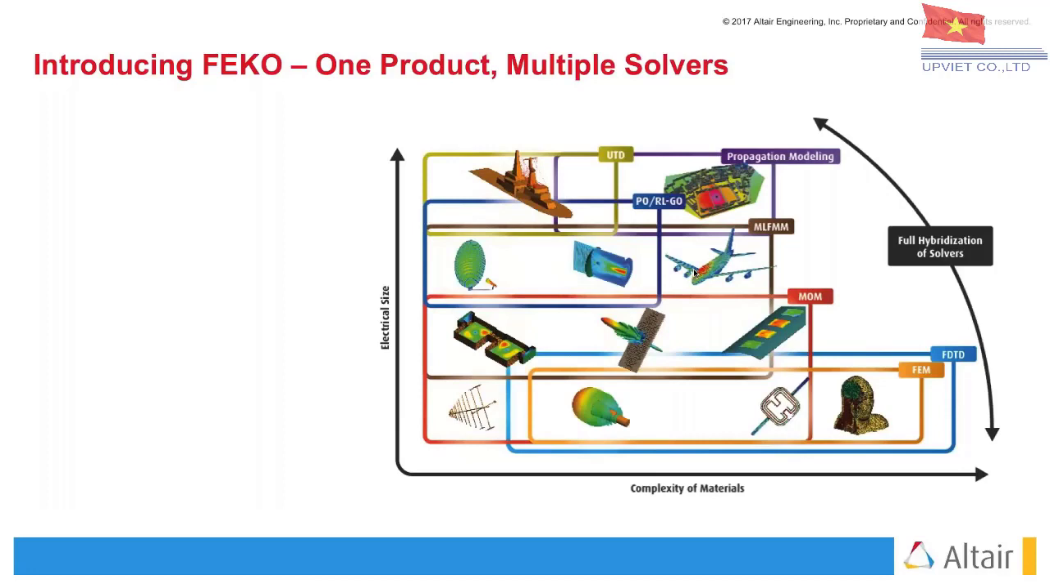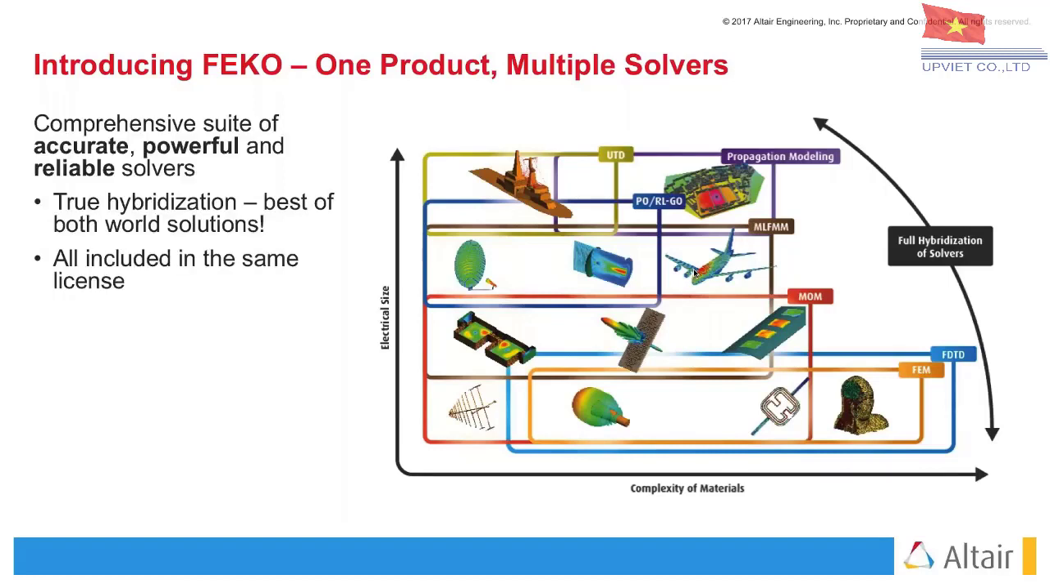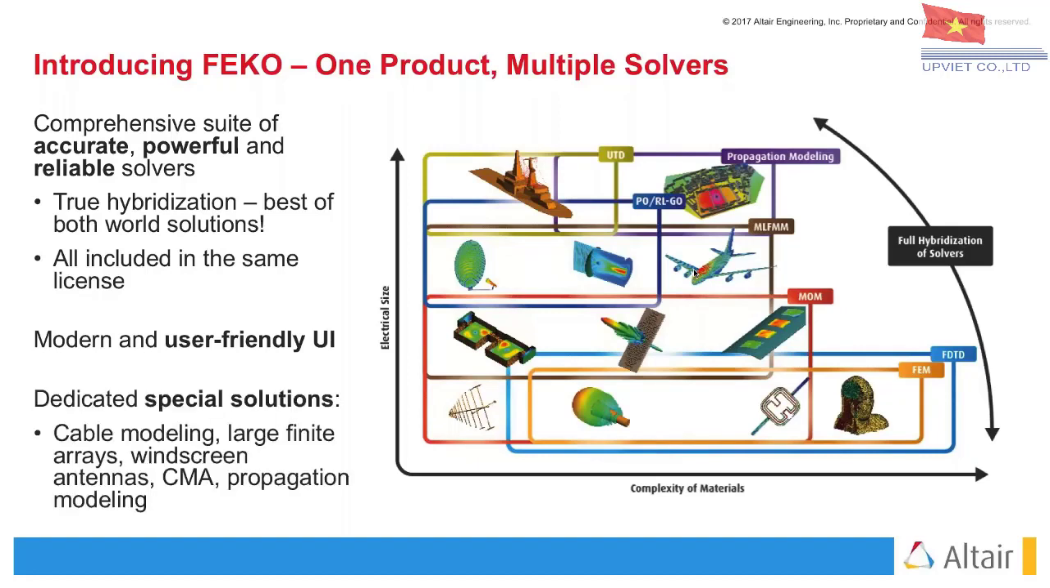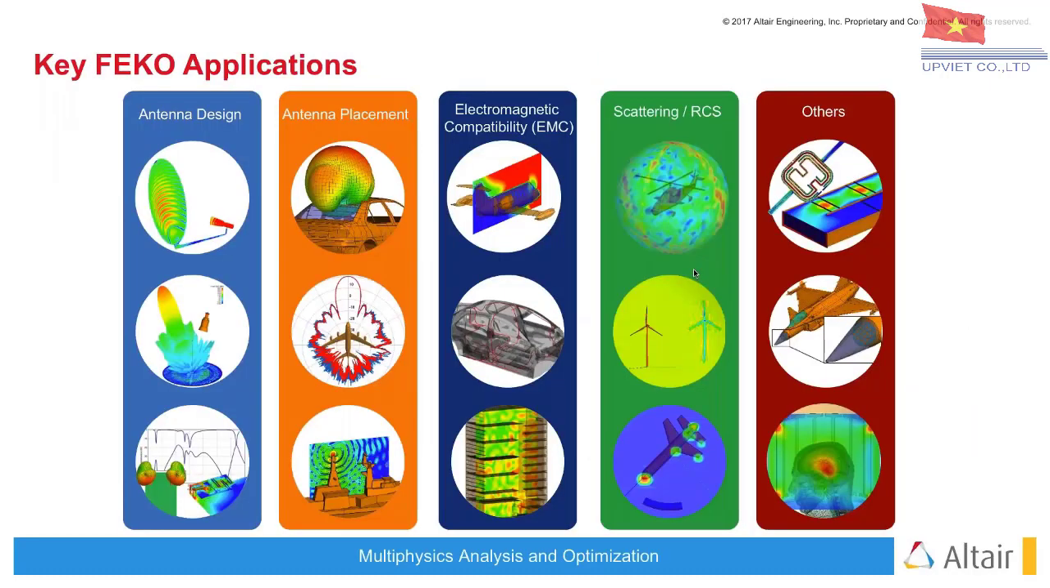We offer a broad range of different solver technologies, which have also been hybridized to offer best of both worlds solutions, which means we can solve a different scale of problems from very detailed antenna design all the way up to electrically large platforms. The solvers have also been integrated into a modern and user-friendly user interface. And finally, we offer dedicated solutions, which include, for example, cable modeling, antenna arrays, and controllers.